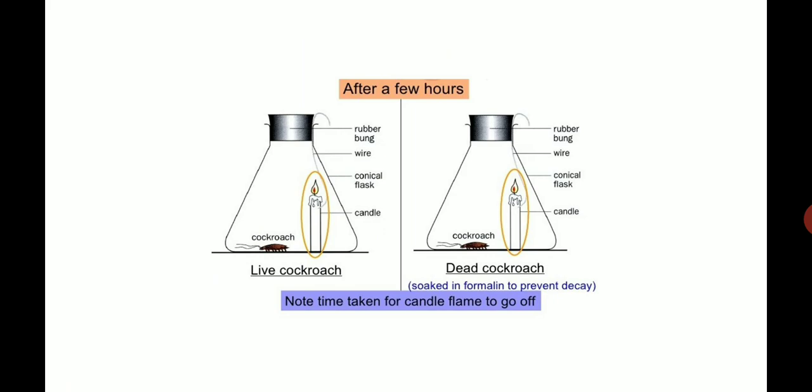What will be our observation? We will see that the flame goes out faster in the flask A containing the living animal, showing that some oxygen has been used up by it during respiration.